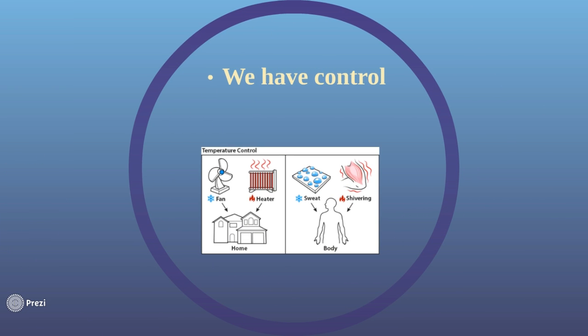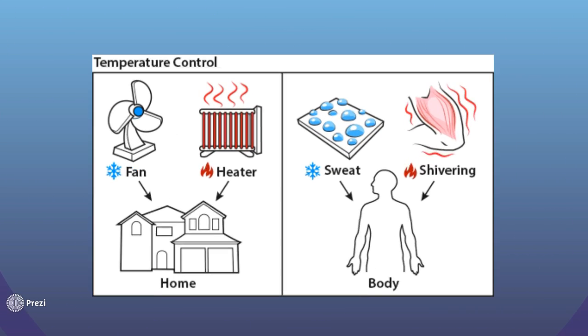Next, we have control. Just as our homes have a temperature control system like a fan, AC, or a heater, our bodies have their own temperature control system. When it's very hot, we start to sweat, which cools our body, or when it's very cold, we start to shiver. That is, our muscles shake vigorously so that heat can be produced to keep us warm. Other organisms also have different ways by which they can control their body.